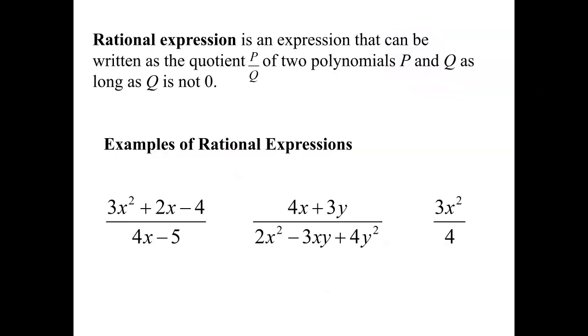So when we're looking at rational expressions, it's going to be an expression written as the quotient of two polynomials. That just means I have a fraction where the numerator is a polynomial and the denominator is a polynomial. So we're going to start to see variables in the numerator and the denominator. The big thing is that my denominator cannot equal 0. What happens when the denominator of a fraction is 0?